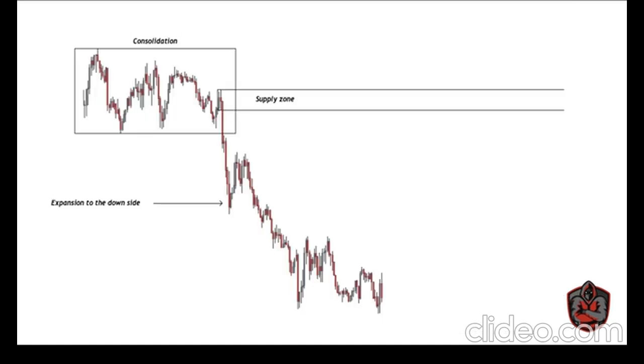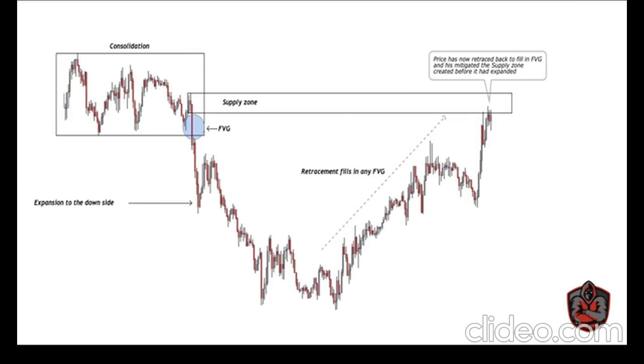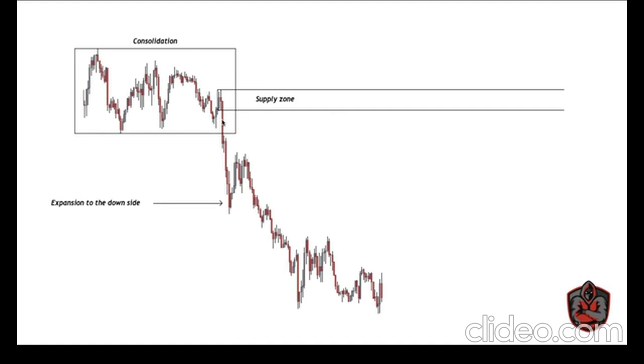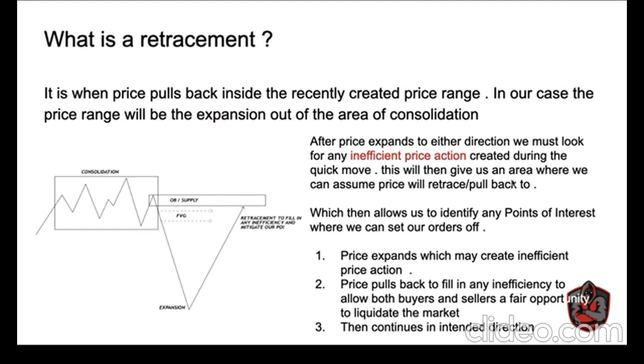Now again, if I go back to this example here, we have that consolidation and then we got that expansion. Now remember what it says in the slide. After price expands in either direction, we must look for any inefficient price action. We got that expansion. Once we identify that expansion, we start to look for inefficient price action, and we identify that right over here, this whole imbalance, right? Now, once we identify that imbalance, we can assume price will retrace or pull back to that area.